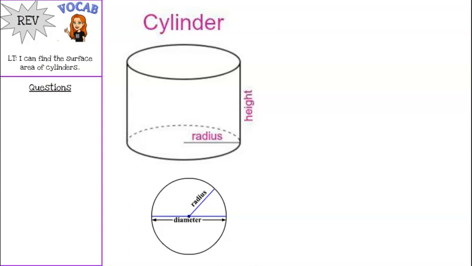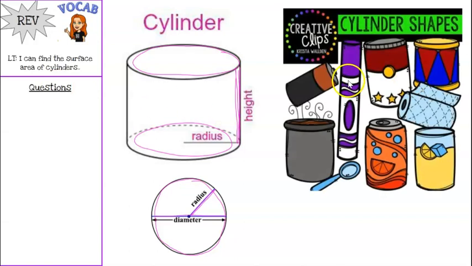First off, a cylinder has two circles, and with that circle comes the same radius and diameter relationship that we had before. It's two circles, and then there's space in between, which makes the height. Some cylinder shapes: batteries, pots, markers, cans, paper towel rolls, a drum, things like that. Those are all cylinder shaped.